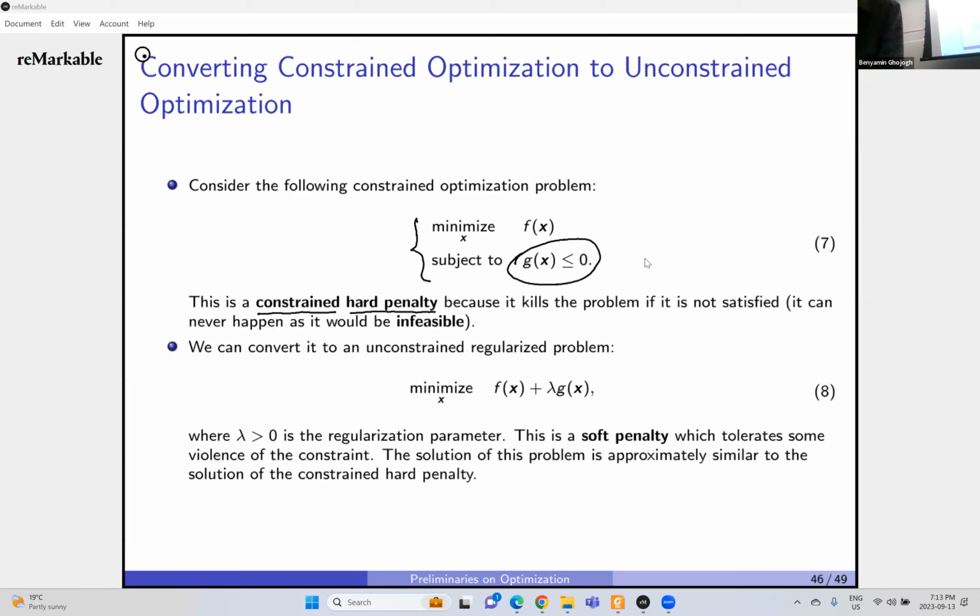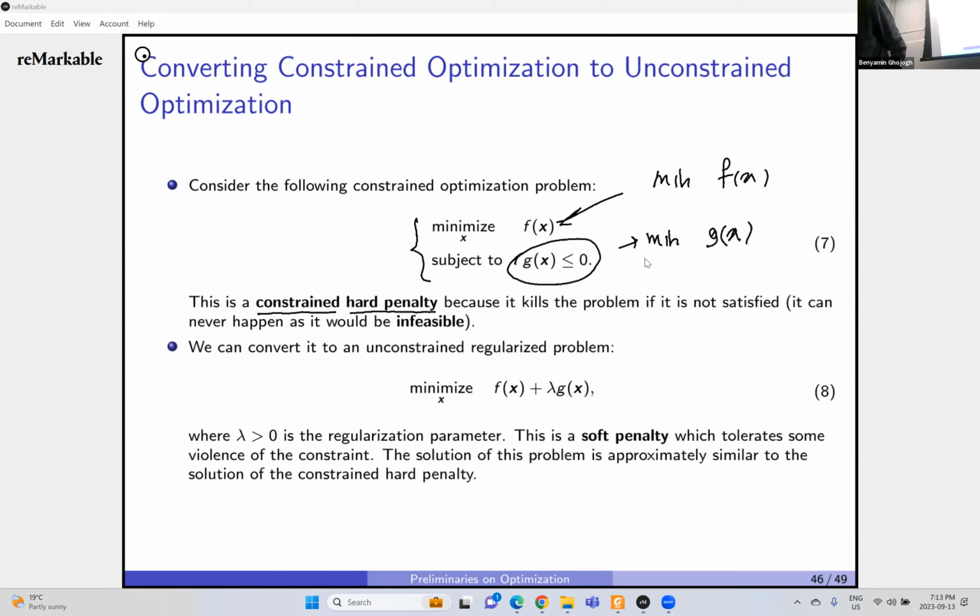Now I can say, okay, I want to minimize f of x. At the same time, I want g of x to be small. Why? Because for g of x less than or equal to 0 to be satisfied, g of x must be small. It shouldn't be 100, it shouldn't be 1000. In other words, let's minimize g of x also. When I minimize g of x, it does what I want: g of x is pushed towards 0 or negative values.